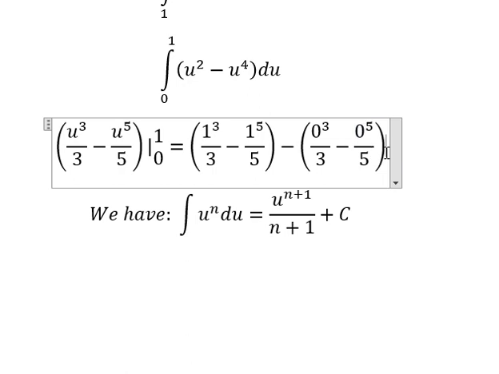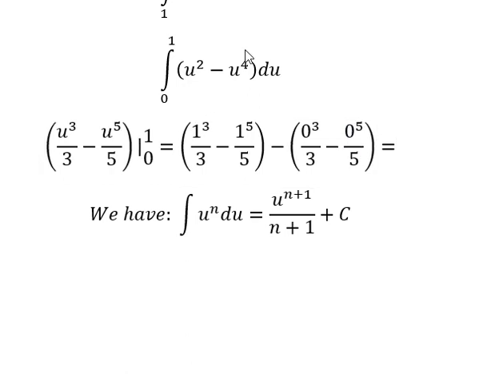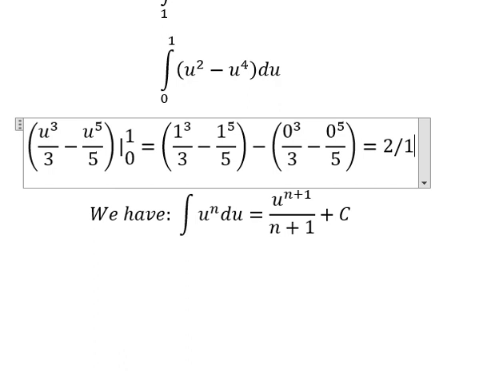So we calculate this one, and we have 2 over 15.